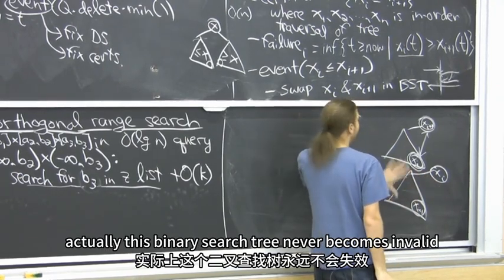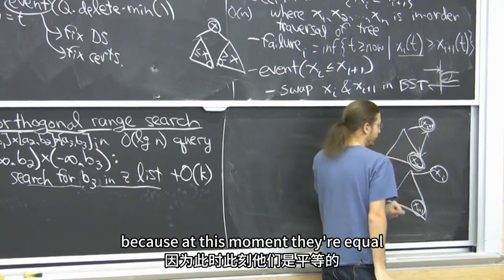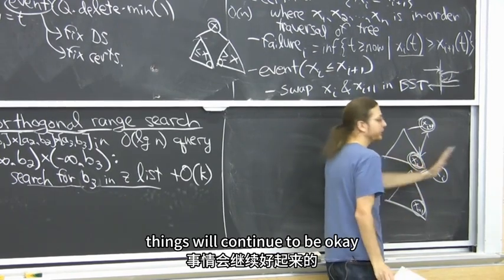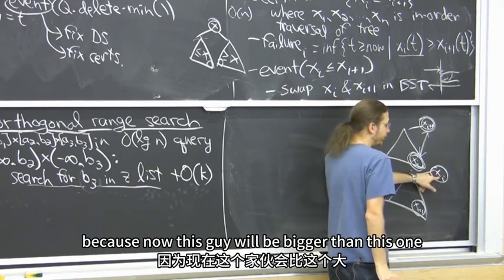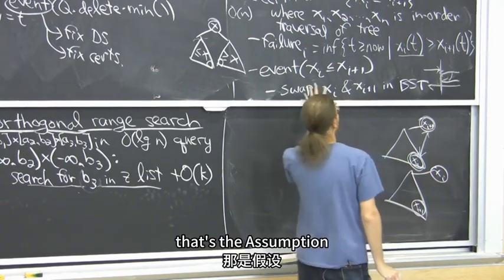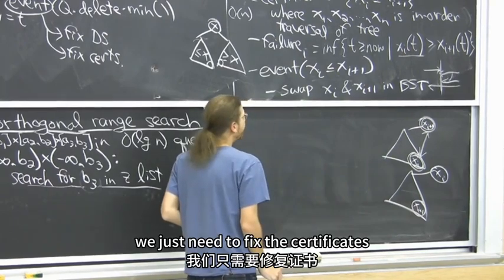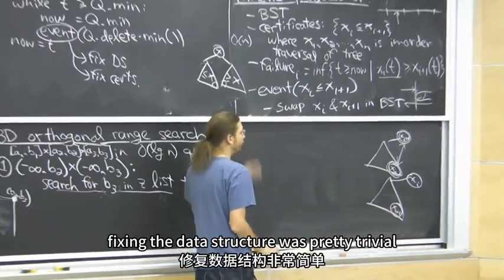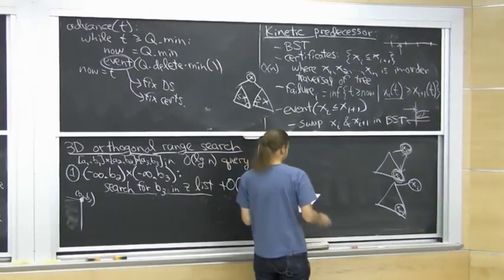It's still valid as a binary search tree. Actually, this binary search tree never becomes invalid because at this moment they're equal. And after now, things will continue to be okay because now this guy will be bigger than this one. That's the assumption. We just need to fix the certificates. Fixing the data structure was pretty trivial, constant time.